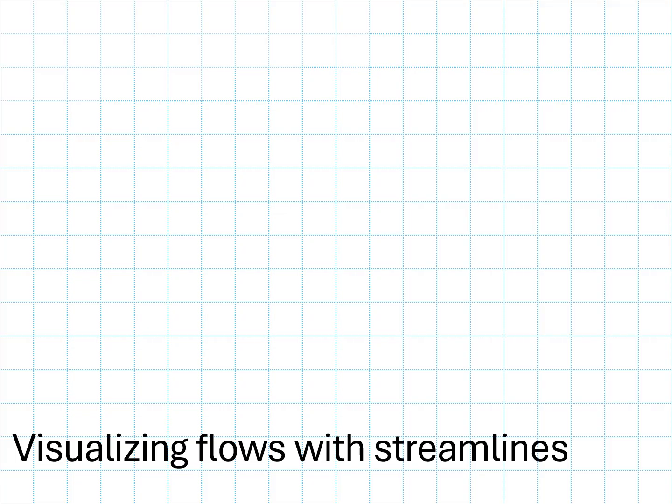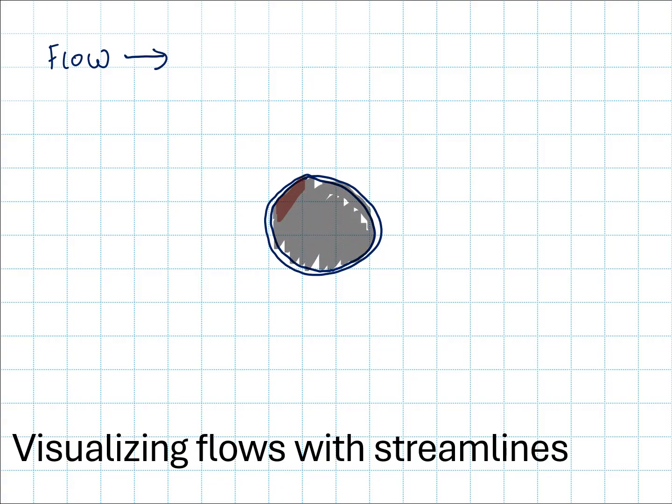Okay, final example is going to be, again, we're going to have our flow moving from left to right. And this time my object is going to be a smooth spherical object. My smooth sphere is very solid, and as my flow moves in, again, it has to deform around my sphere.